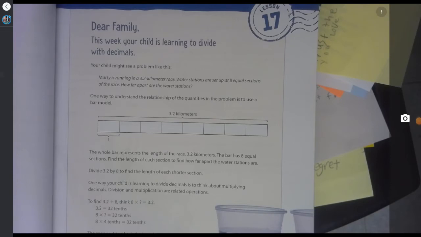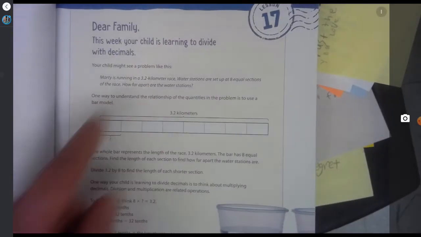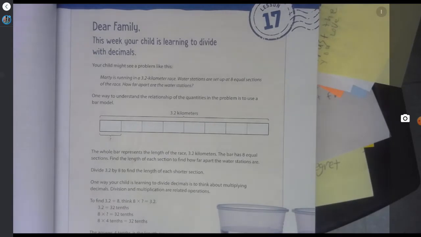So on page 345, you'll see a problem. Marty is running a 3.2, 3 2/10 kilometer race. Water stations are set up in 8 equal sections of the race. How far are the water stations?